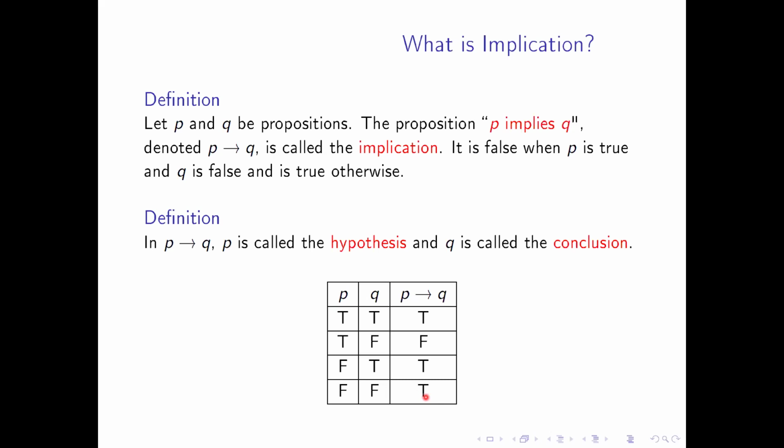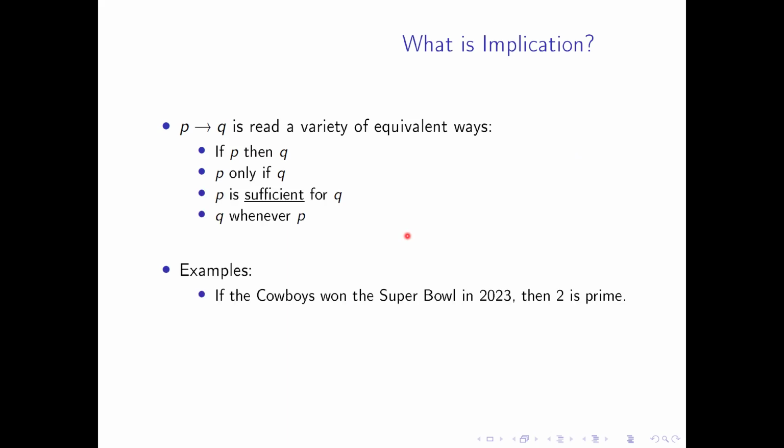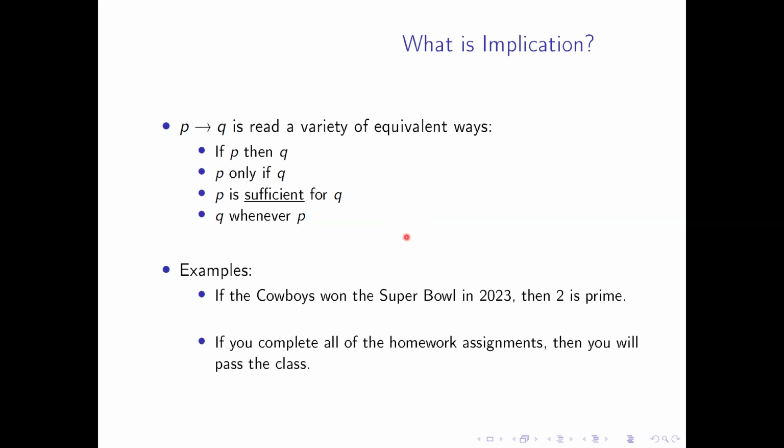Now, we don't have to use an if-then statement. This implication can actually be written a whole lot of different ways. For instance, I could write this traditional if-then, if P then Q. I could also write P only if Q. P is sufficient for Q, Q whenever P. For instance, I could say if the Cowboys won the Super Bowl in 2023, then 2 is prime. Standard if-then. If you complete all your homework in the class, all your homework assignments, then you'll pass the class.